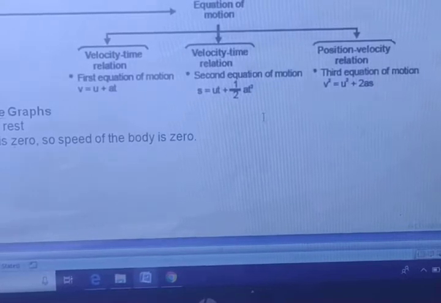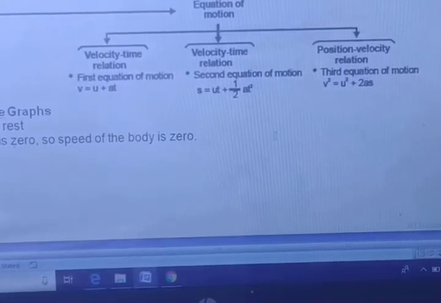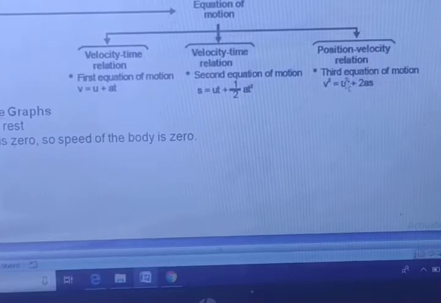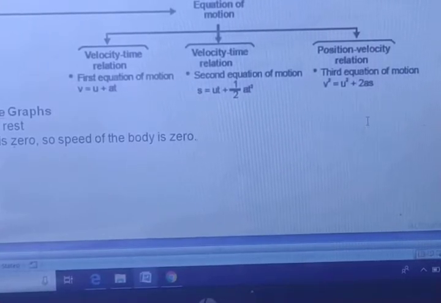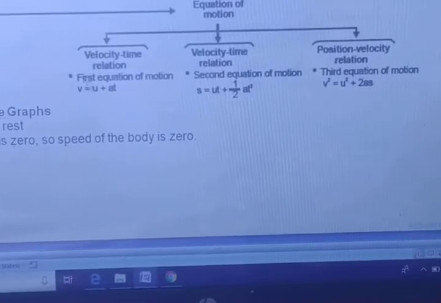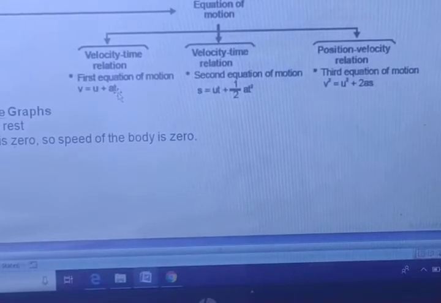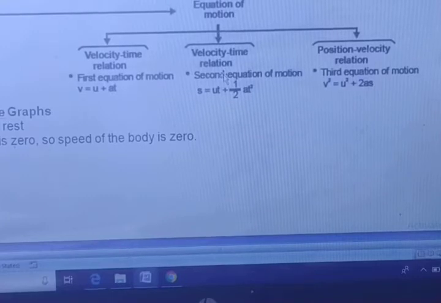The second equation of motion is s = ut + half at square. And the position-velocity relation is v square = u square + 2as, or v square minus u square = 2as. So these are the three relations: the velocity-time relation, the distance-time relation, and the position-velocity relation. Here we are calculating the distance.